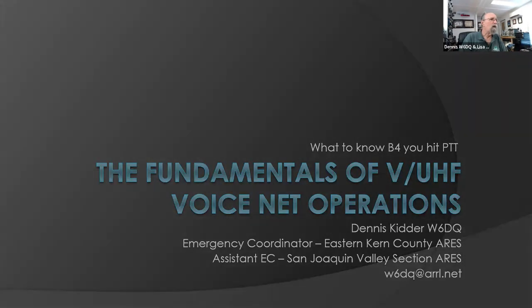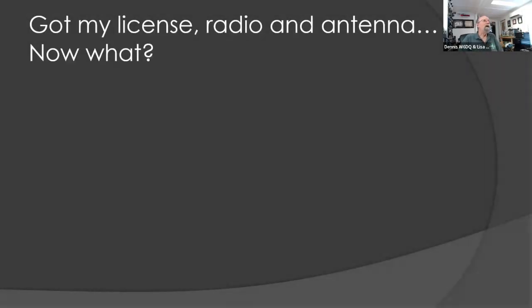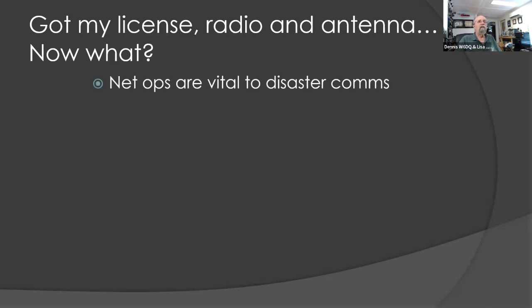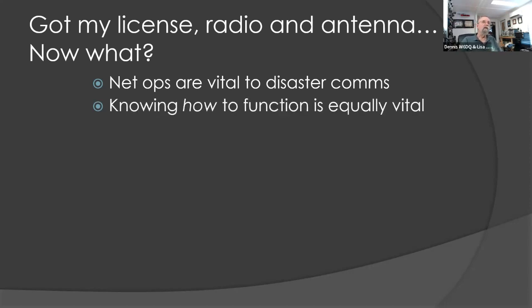So we'll start off with, you got your license, your radio, antenna. Now what happens? Well, we're going to talk primarily about how to operate in things like networks, a radio net. Net ops are vital if you're in disaster communications. If you're an emergency communicator, you have to know how to work on a net. And that has a number of different things we're going to talk about related to nets and how we operate on nets. But knowing how to function on a net is extremely important, and it helps the net run smoothly.